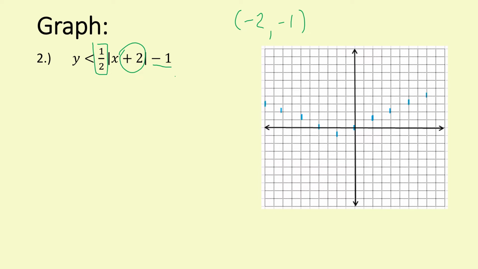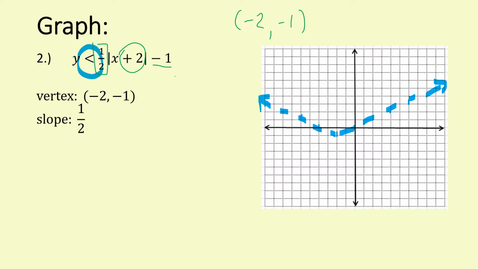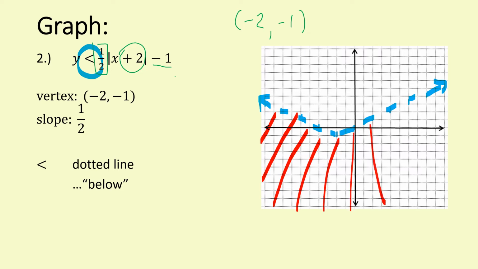Okay, it's a less than sign, so this time we have a dotted line. All right, looks like this. And if we use that trick that I just mentioned on the previous slide, we are going to look at that sign. It's a less than sign, which tells us we're going to shade below the line. Everything underneath our absolute value sign gets shaded, which means we're shading all this area.